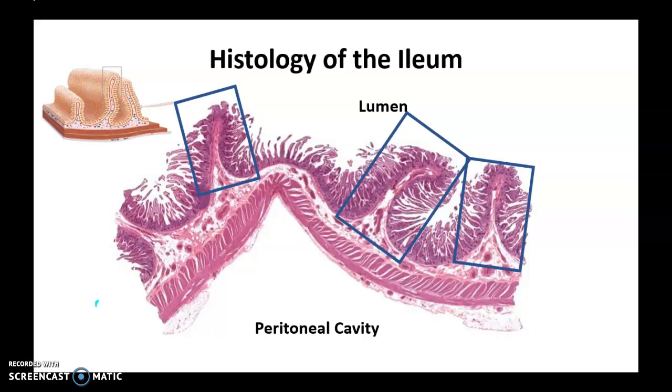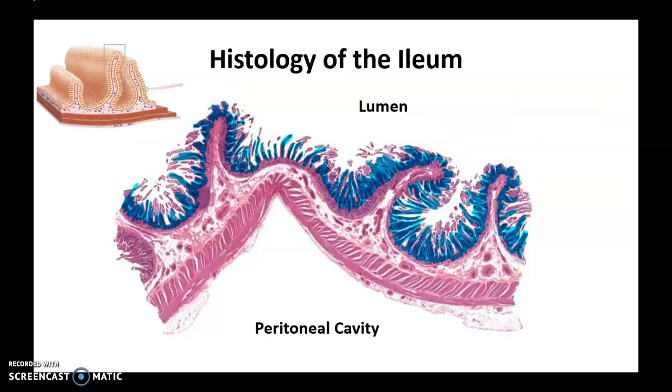Highlighted in the blue boxes, we see circular folds which are made by mucosa and submucosa. And then the finger-like projections of the mucosa are called villi.